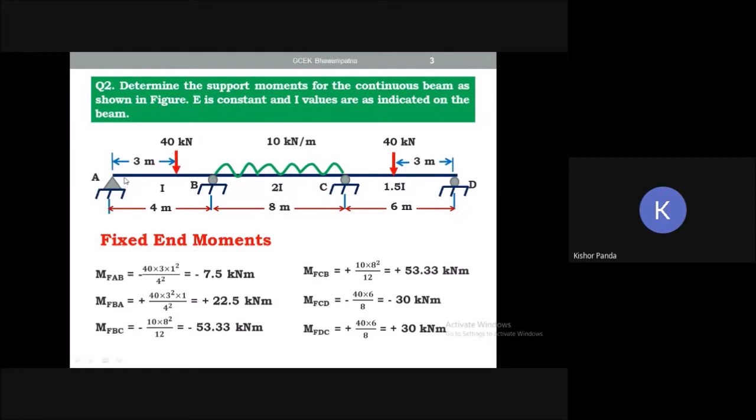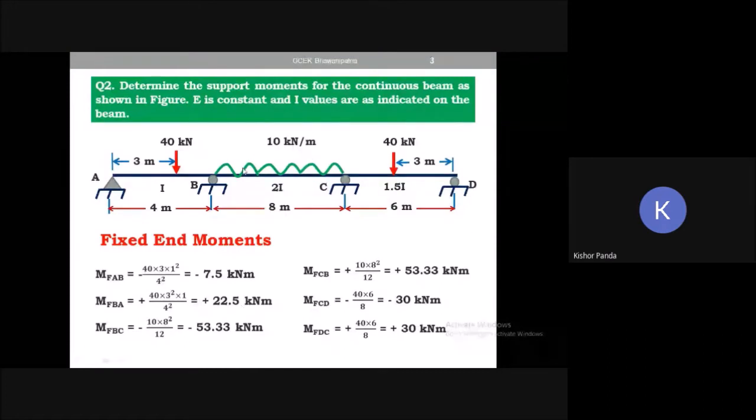When you find out this MFAB, this is the W, this is A, this is B. A length is 3 meter and B length is 1 meter and L is 4 meter. So MFAB is equal to minus W A B square by L square, that is minus 40 into 3 into 1 square by 4 square, which is equal to minus 7.5 kilonewton meter. Then what is MFBA? MFBA is equal to W A square B by L square, which is plus 40 into 3 square into 1 by 4 square, equal to plus 22.5 kilonewton meter.